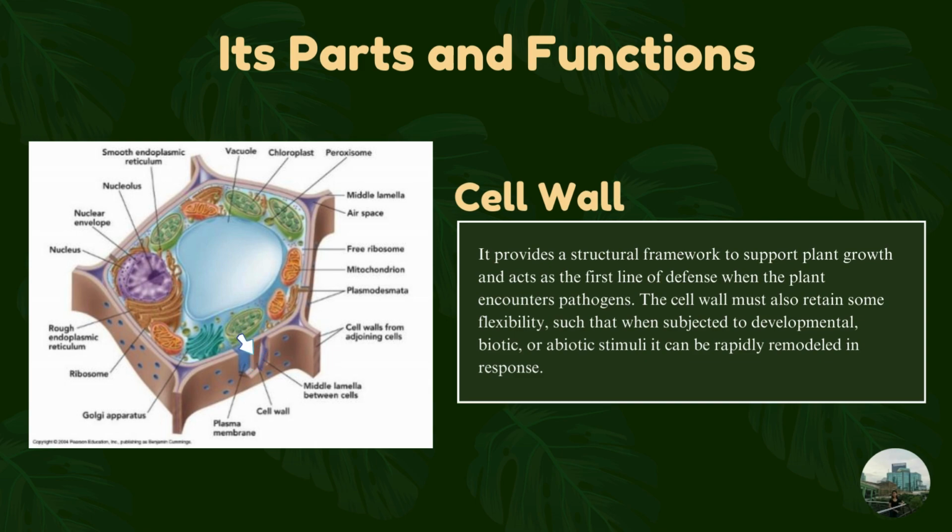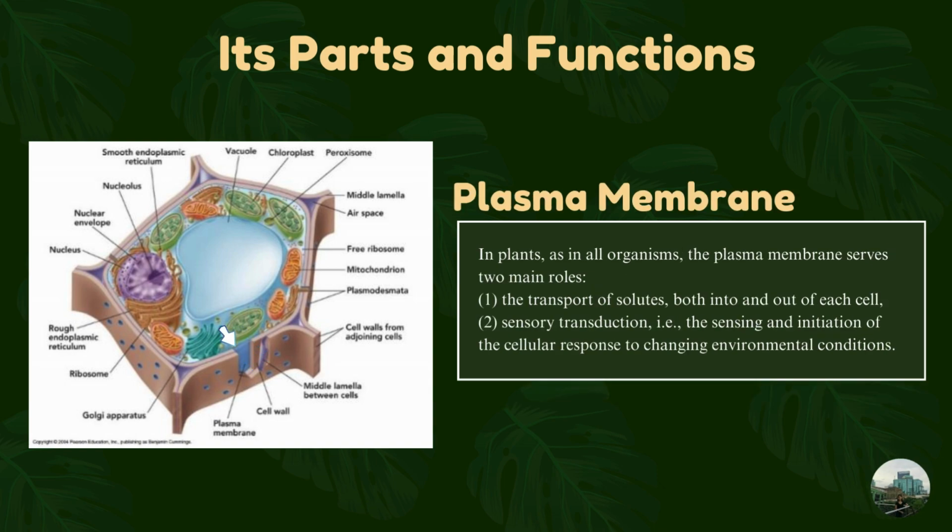Cell wall. It provides a structural framework to support plant growth and acts as the first line of defense when the plant encounters pathogens. The cell wall must also retain some flexibility, such that when subjected to developmental, biotic, or abiotic stimuli, it can rapidly remodel in response. For the cell wall, we use the brown part of the bread to represent it.